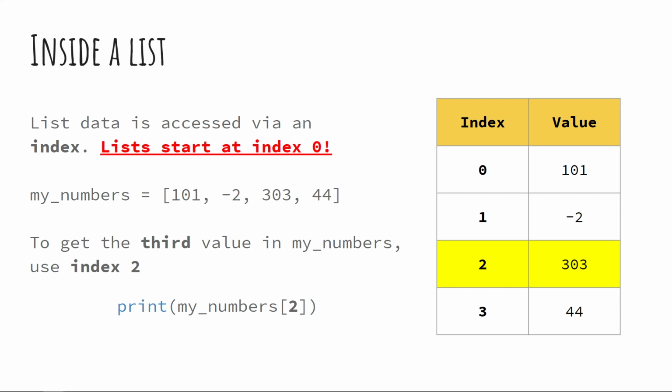So in this case, where we have 101, minus 2, 303, 44, if we want to get 303, we need to skip over 2 values first. We need to skip over 101, then we need to skip over minus 2. So we say my number's 2, and we access that using, again, these square brackets.